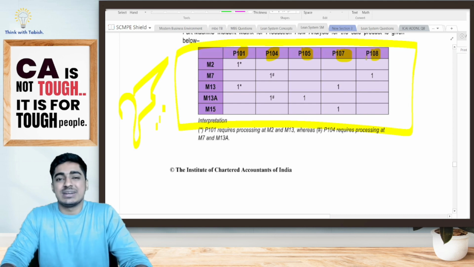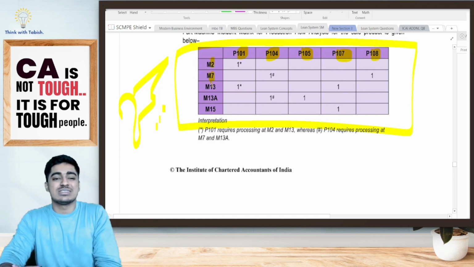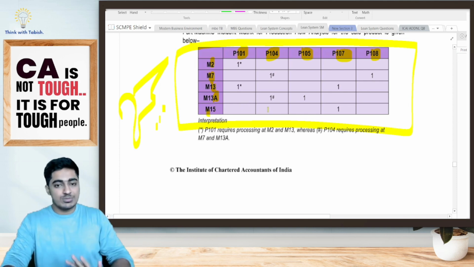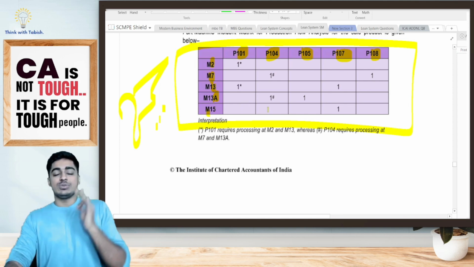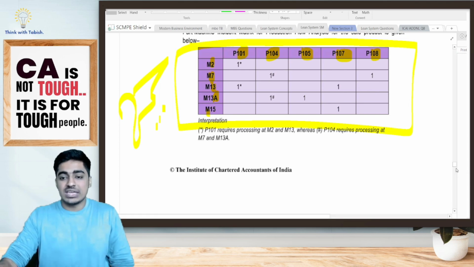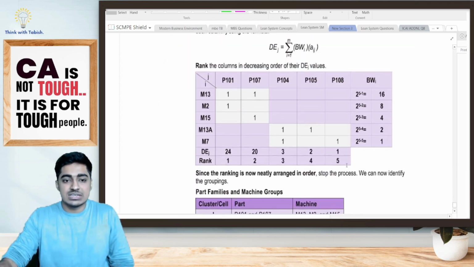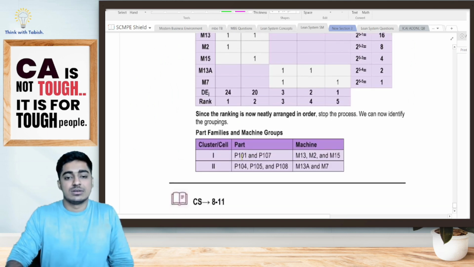It's the same data, just that here the numbers are different. I have made it simple, using 1, 2, 3, 4, 5, while here they have made the numbers different. So it is going to be the same answer. It is going to be homework for you to try to solve it by yourselves. Finally we are getting the same answer: two parts in 3 machines, 3 parts in 2 machines.